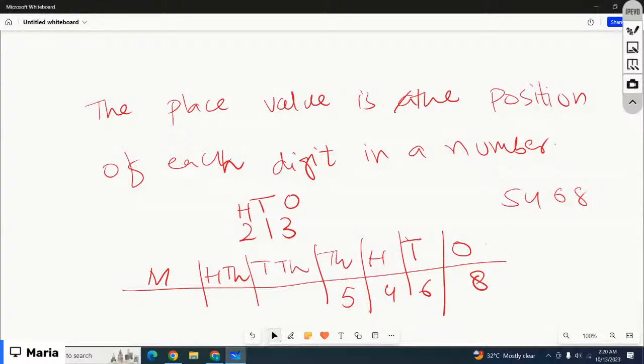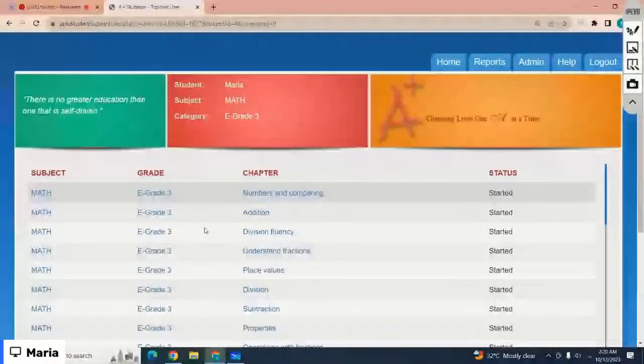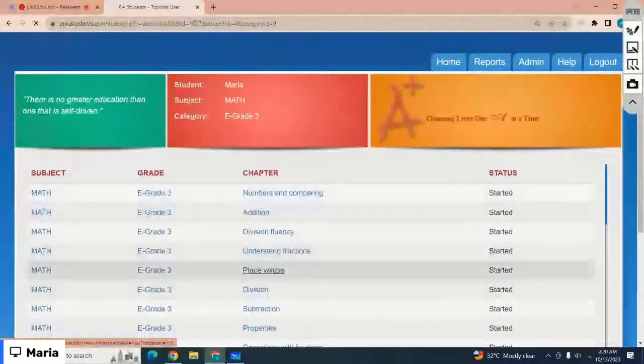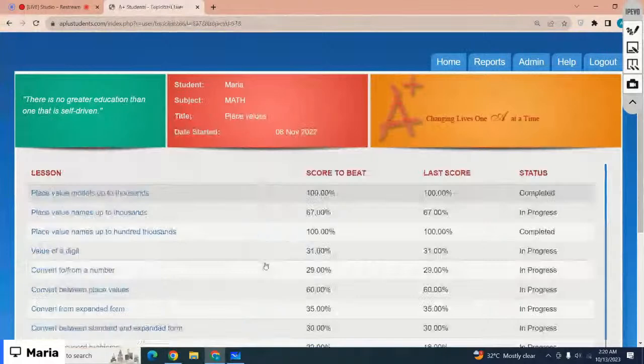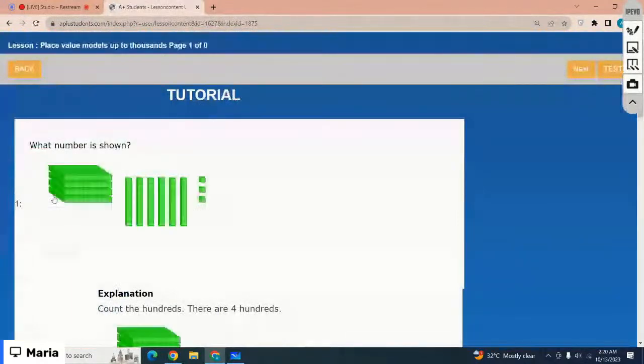Okay, let's just start with the lesson. Here it is, the lesson: place values. We're going to start with place value models up to thousands, right? Okay, you are given the models here, right? Let's just learn how we read numbers from the model.